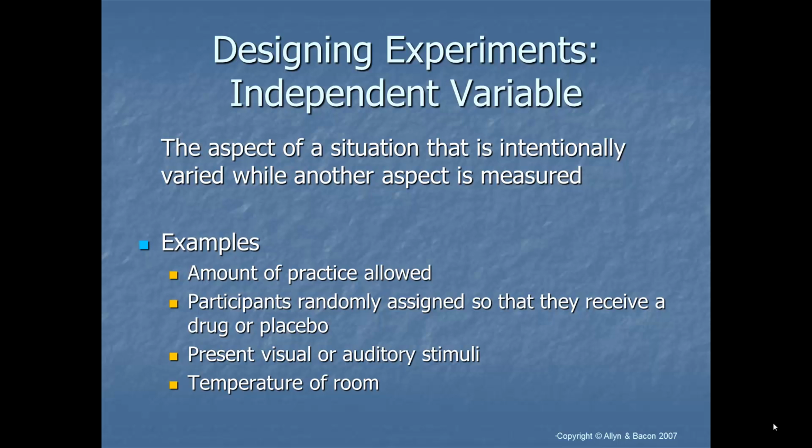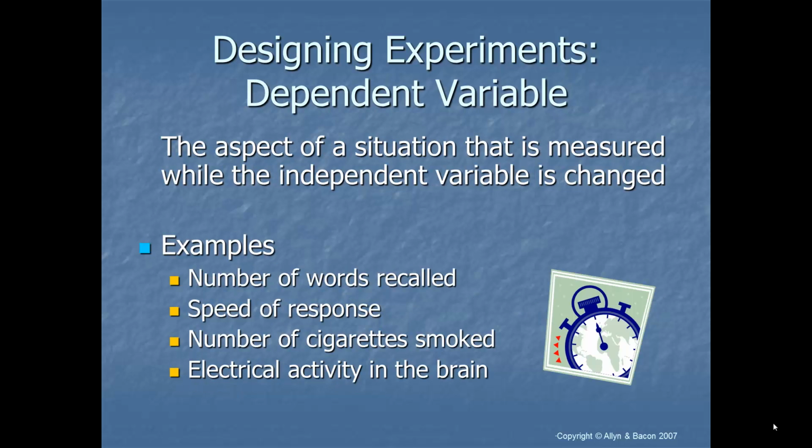I may be randomly assigning some people to get a drug and other people to get a sugar pill. Sometimes I'm presenting a visual stimulus or an auditory stimulus. Maybe I'm modifying the temperature of the room. But I'm intentionally modifying these things to look at their impact on something. And the thing I'm looking at their impact on is the dependent variable. So this is the aspect of the situation that's measured, that changes in response to the independent variable manipulation. So the dependent variable is dependent on the manipulation of something.